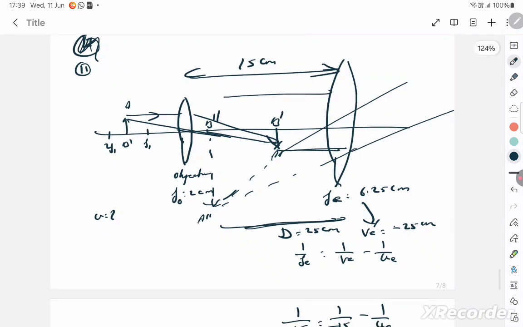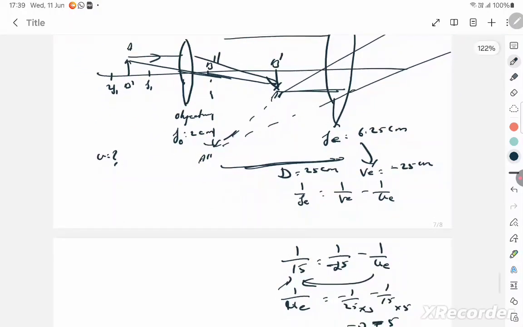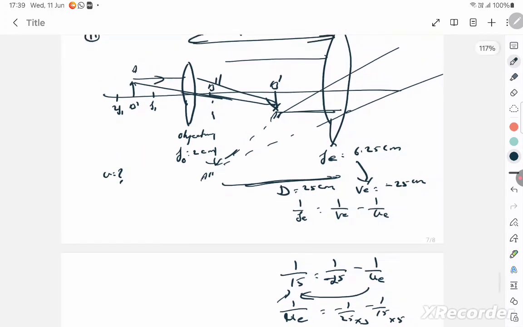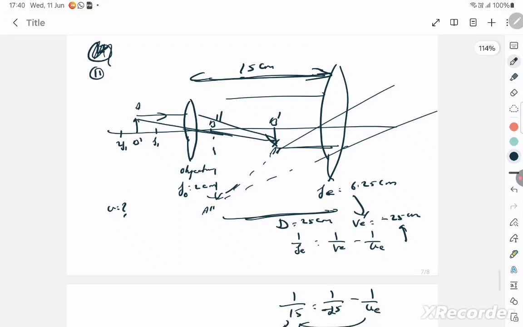How far from the objective should an object be placed, meaning u is equal to what, in order to get the final image at the least distance of distinct vision, which is 25 cm? Okay, so VE is the final image, which is at the least distance of distinct vision, which has to be taken as negative because it's on the left side of the eyepiece. This is the left side of the eyepiece, therefore it's negative.